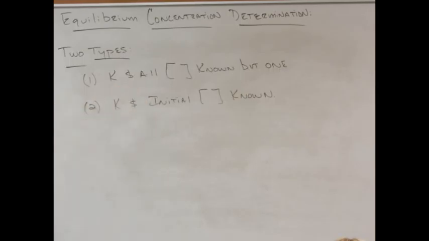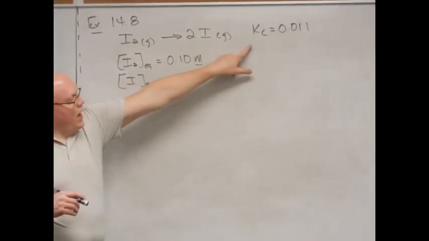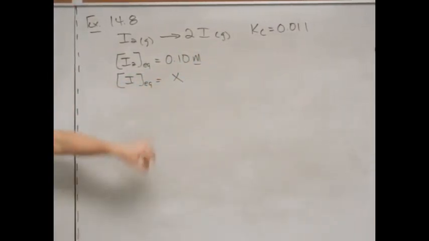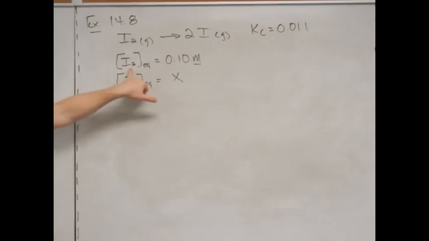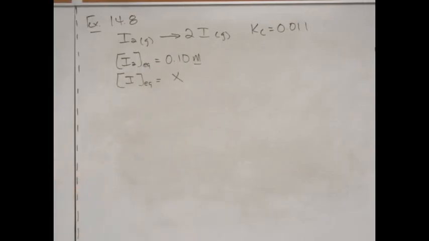First type of problem. You have K and all the concentrations at equilibrium are known except for one. That's one type of equilibrium problem. Example 4.8 has that. They gave us an expression. They said that I2 breaks down into two I's. It has a value for its Kc. It says we know at equilibrium I2 is 0.1 molar. We want to know what's the concentration of the other species at equilibrium.